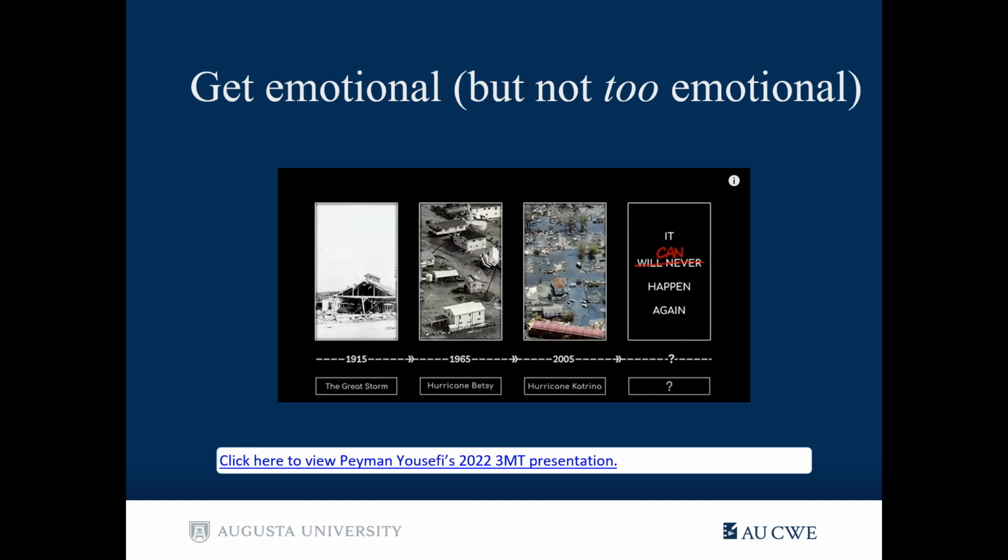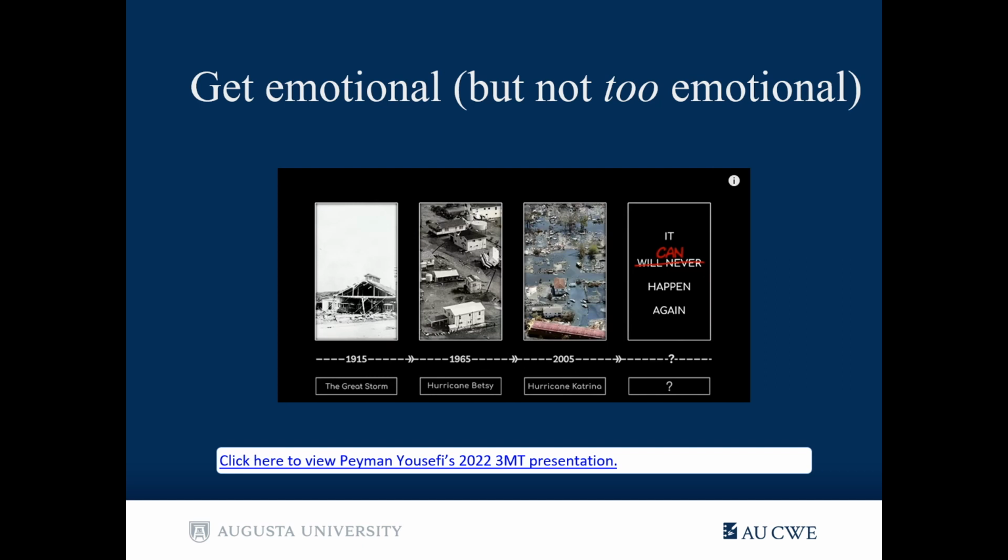You can see a good example of this, leaning a little bit toward conceptual, by Peyman Yousefi, and this was the People's Choice Award winner for 3MT at Purdue University's 2022 competition. So let me explain what's going on here so you can get a sense of how emotion works in this one. His thesis was entitled, "It Will Never Happen Again, The Myth of Disaster Immunity."